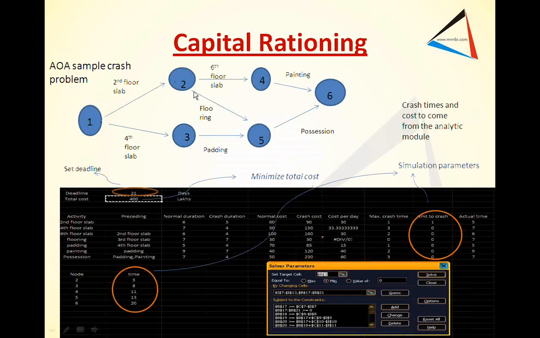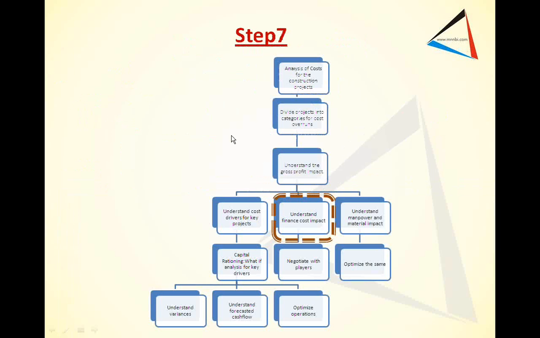The other way to look at it is how much you can optimize and crash the activities to optimize the cost. So for example, you have a deadline of 21 days. You want to minimize this total cost. So you have these particular activities which are pending. So how much to crash, and by how much time, depending upon these constraints, so that this cost is minimized. So this is a sample diagram.